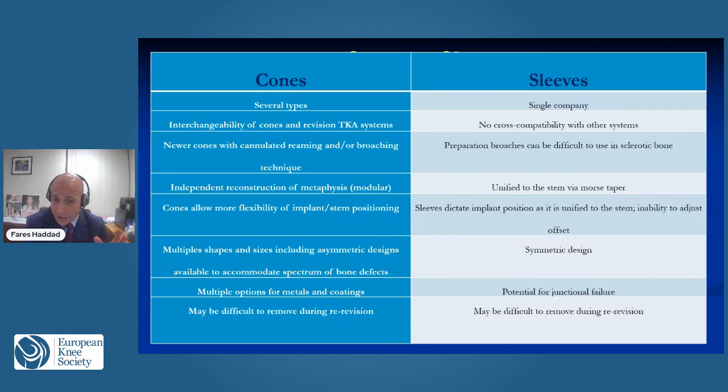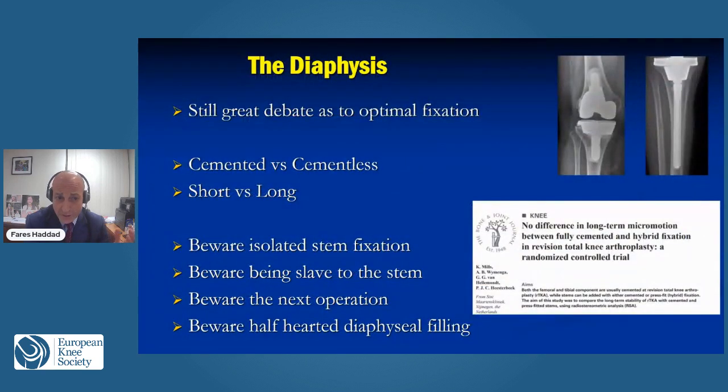The sleeves work extremely well, and they've got the longest track record, but there is no cross compatibility, and there's a Morse taper here, and the sleeve and the stem will dictate that implant position, and they are symmetric, so they don't give you some of the flexibility. We haven't seen much in the way of junctional failure, but it does exist, and they can be difficult to remove.